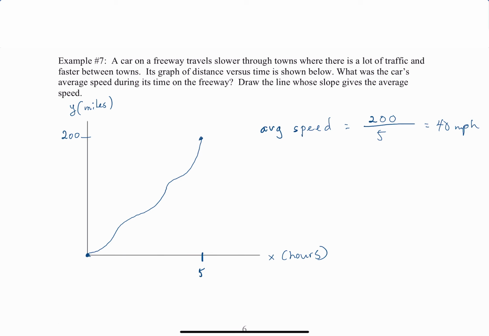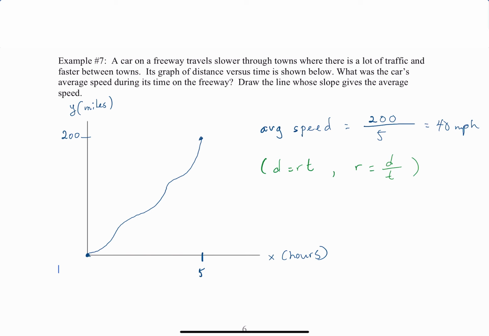And here I'm using our familiar old DIRT formula, distance equals rate times time, and solving that for rate, we have rate equals distance over time. So in the course of the whole journey, average speed was 40 miles per hour. We can say that even though we don't know what the speedometer would have said at any point on the freeway.